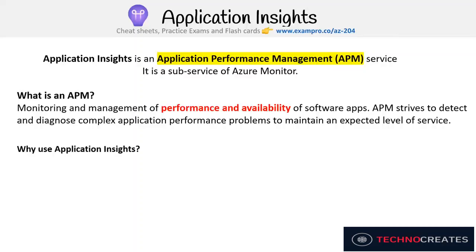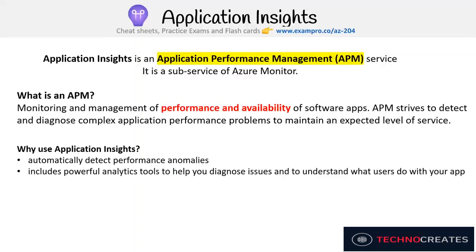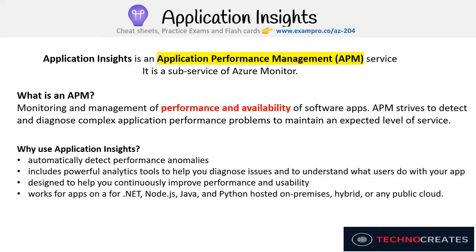So why use Application Insights? Well, it automatically detects performance anomalies and includes powerful analytics tools to help you diagnose issues and to understand what users do with your app, designed to help you continuously improve performance and usability. Works for apps for .NET, Node.js, Java, Python, hosted on-premise, hybrid, or any public cloud. And I know that it works for other ones that are not part of the supported languages.